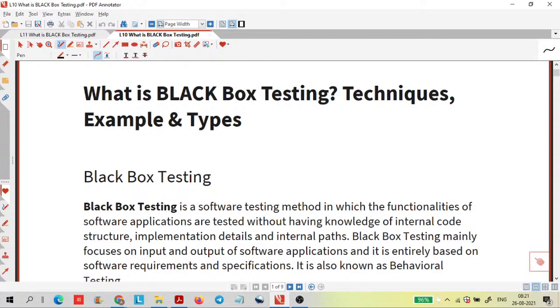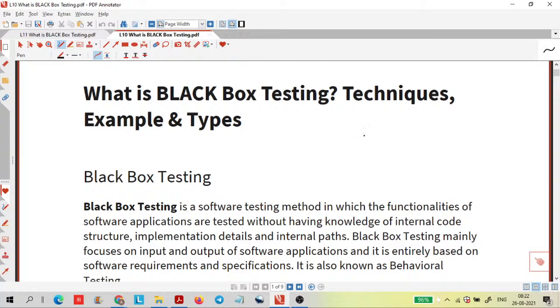So, can anyone tell what are the black box testing types that we discussed yesterday? Yes, Madhuri? So we have studied two types in black box testing, that is functional and non-functional. Okay, and testing techniques? Basically two types, that is black box and white box.